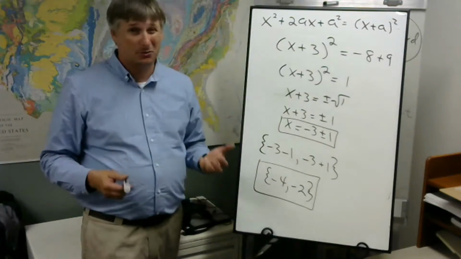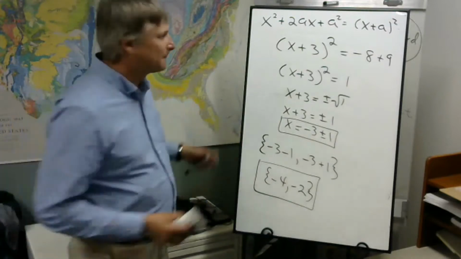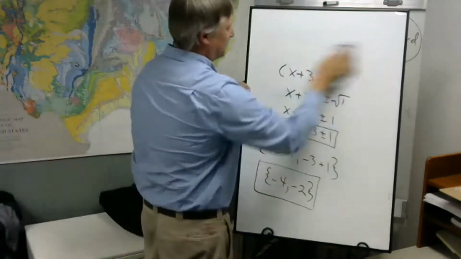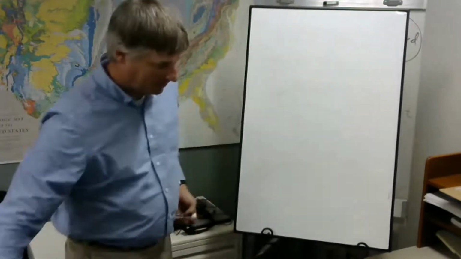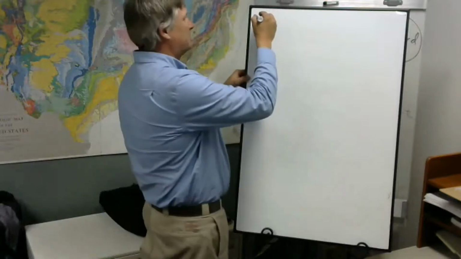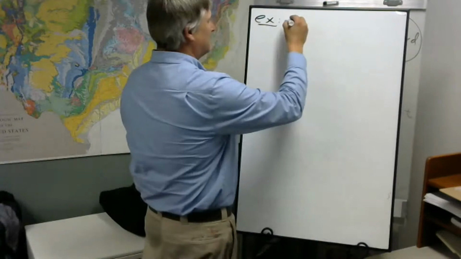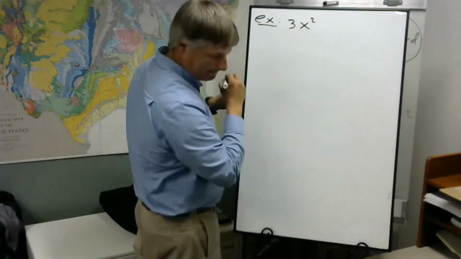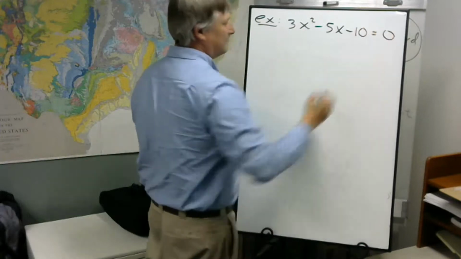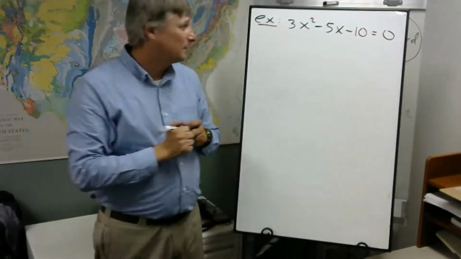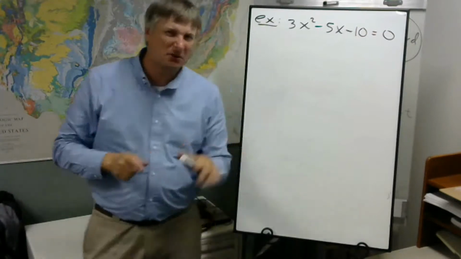Now let's take a look at another square root method, one that could be kind of tricky. Or square root, but complete the square. So for this one, this one looks kind of rough. So take a second to figure out how you might start this.